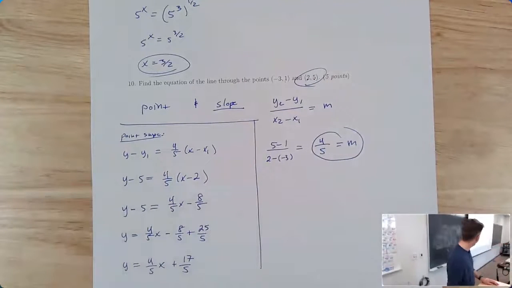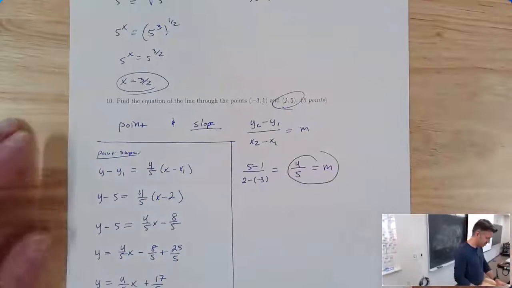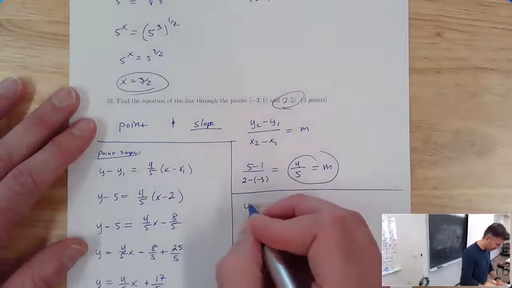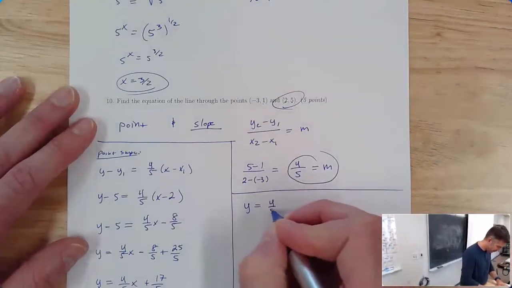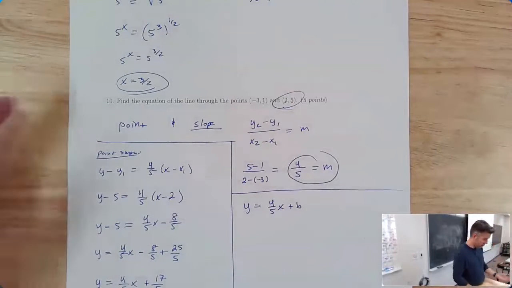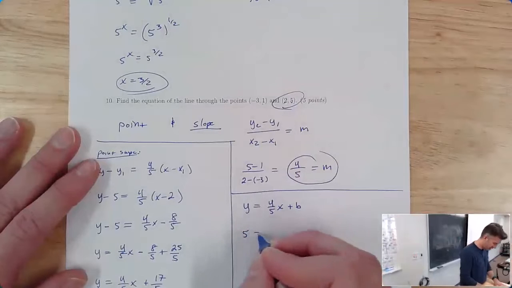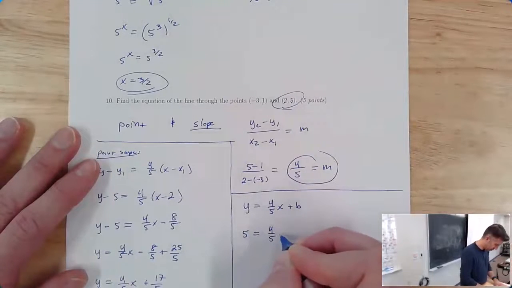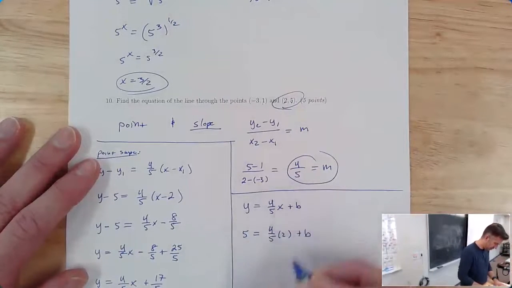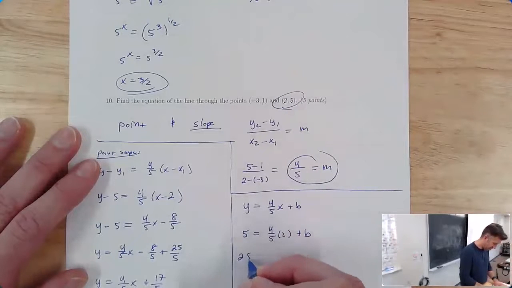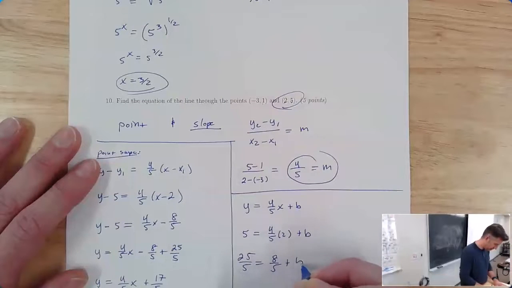You can do it that way, or you can do it the y equals mx plus b way, where you say, I'm going to start with y equals 4/5 x plus b, and then plug in either point. Again, I'm going to pick the same point. Y is 5, x is 2, and then solve for b. So 5, which is 25/5, equals 8/5 plus b. So b equals 25/5 minus 8/5, which is 17/5.